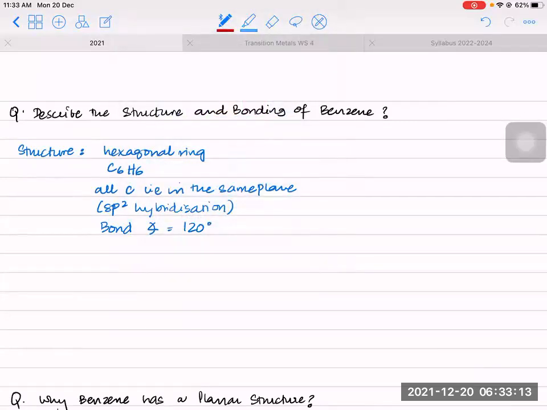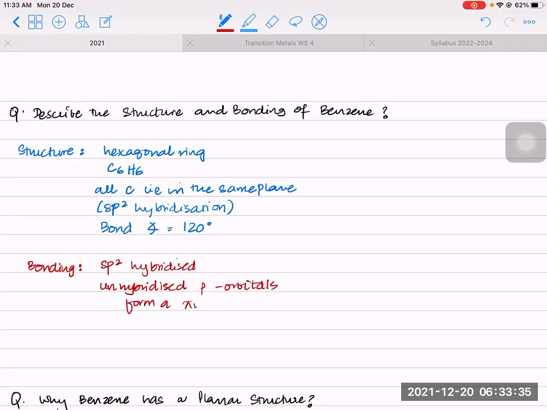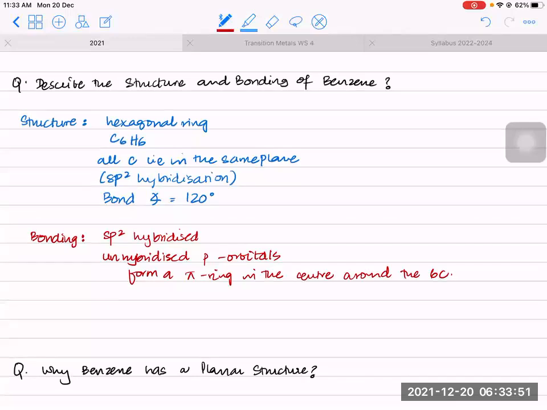Let's see the bonding. The bonding for benzene: the carbons are sp2 hybridized, right? And you have unhybridized p orbitals which form a pi ring. So the unhybridized p orbitals form a pi ring in the center around the 6 carbons. So this right here is your structure and bonding of benzene.